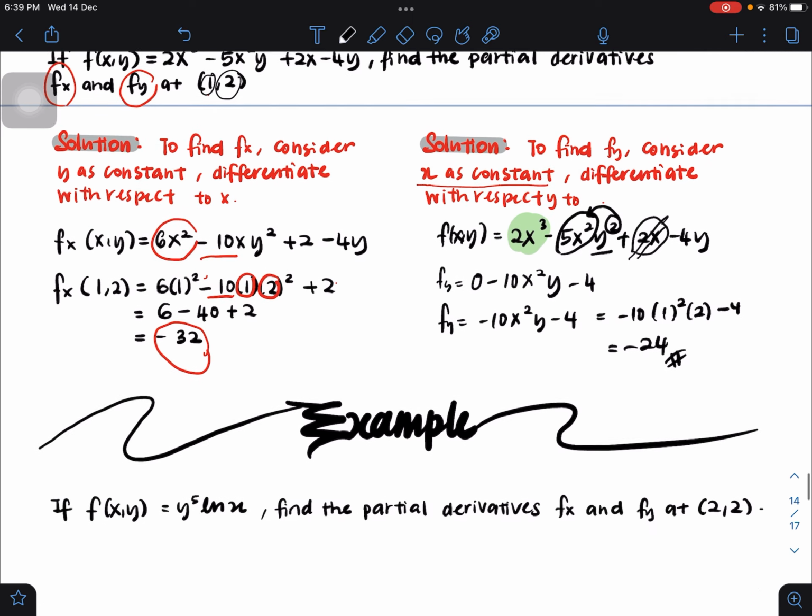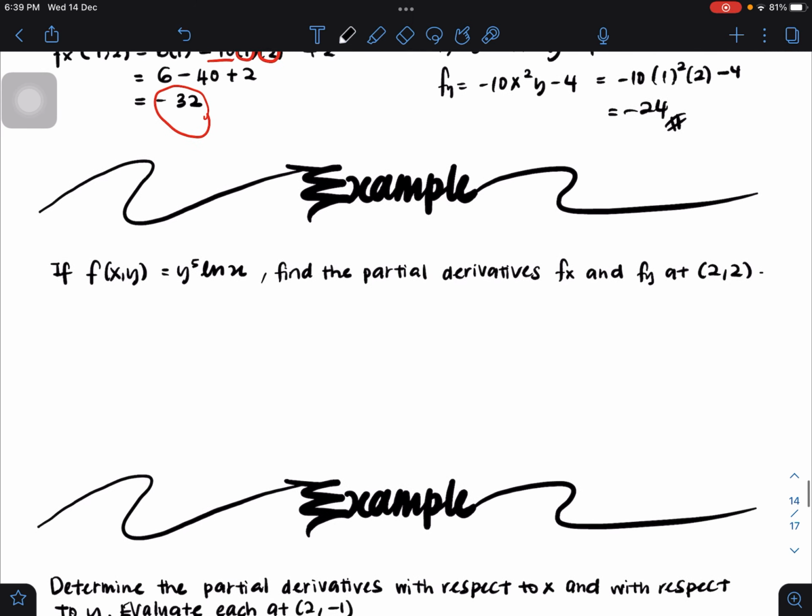Okay, next example. If the function f(x,y), which is a function of two variables, is equal to y to the power of 5 ln x, find the partial derivatives fx and fy at point (2, 2). So remember, fx is the derivative in the direction of x, meaning y is a constant, and fy is the derivative in the direction of y, meaning x is a constant. So now we have f(x,y) equal to y^5 ln x.